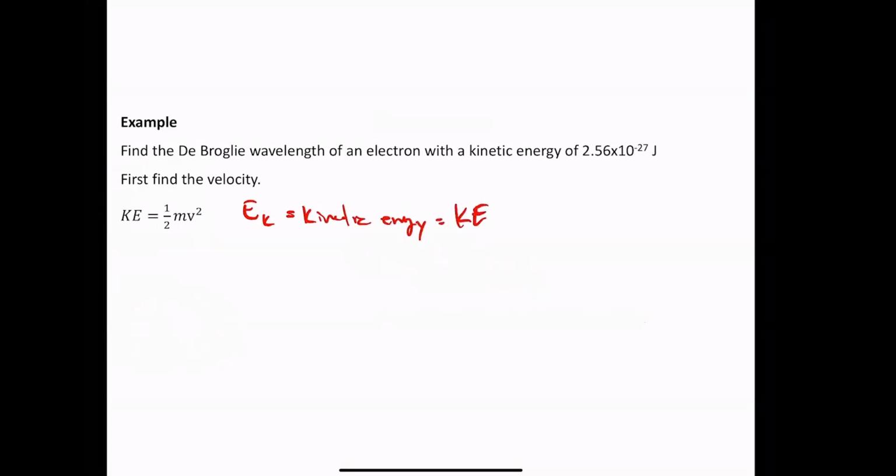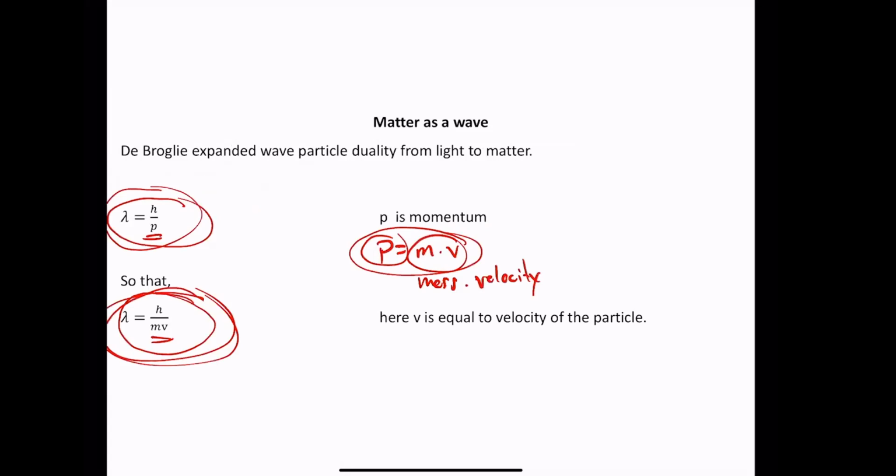Kinetic energy, they're the same thing, right? But here's our formula. Kinetic energy is equal to 1/2 times the mass times the velocity squared. So if I have the kinetic energy, how am I going to go about calculating the velocity? Well, we use this formula here, and once we have the velocity, we know the mass of an electron, we know Planck's constant, so we can calculate the wavelength there.